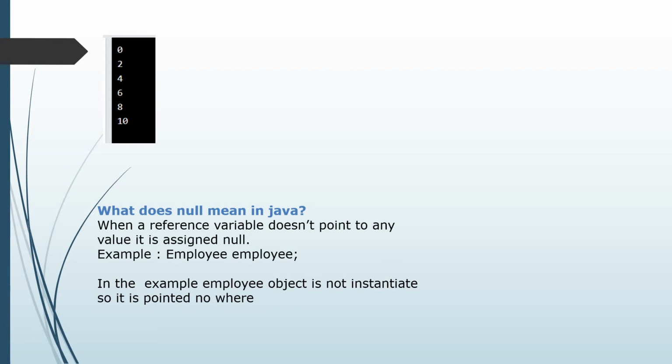Okay, so this is how it will print. Every time the i value increases by 2, and it will keep executing until it becomes 10.